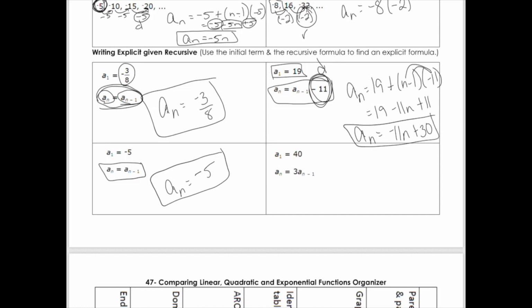Okay? Look at my last one. I have my first term. I look at my recursive. It should tell me it's geometric because I'm multiplying by 3, which is my r. So a sub n equals my first term times my r to the n minus 1. That's my explicit for that. And that's pretty much it. So let's practice.